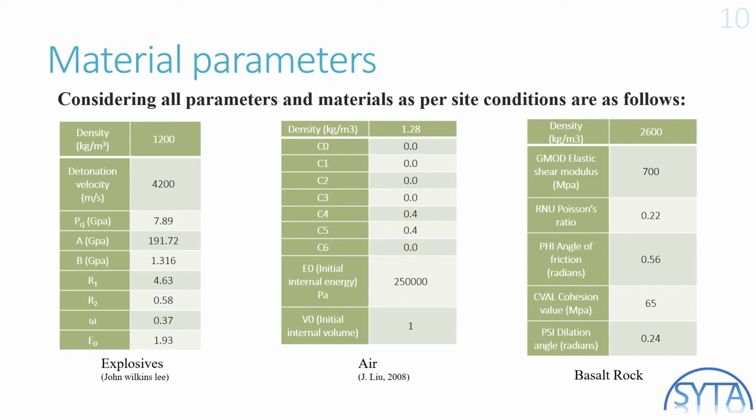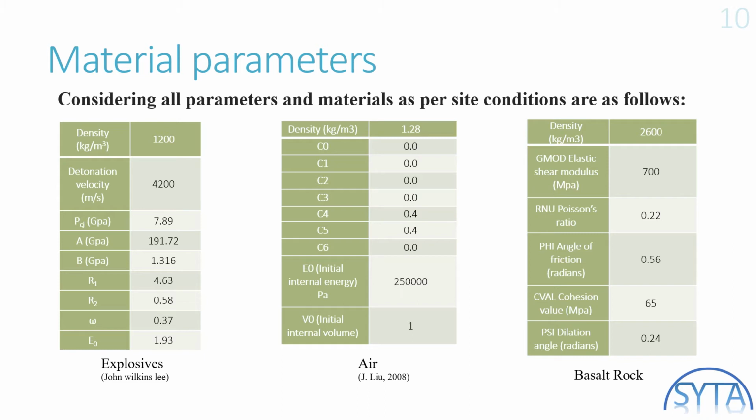Another, as per J. Liu in 2008, the density of air is 1.28 kg per meter cube, and C0, C1, C2, C3, C4, C5, C6 are the coefficients of the air, and E0 is the initial internal energy, which is 2,50,000 Pascal, and V0 is the initial relative volume, which is 1.